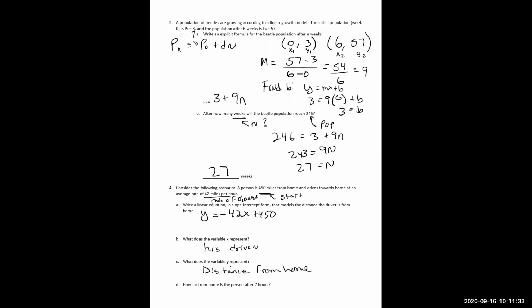So if you're on a trip and you want to figure out how far you are away from home after 7 hours of driving, now you can compute that based on our model here. If your average speed is 42 miles an hour, you have negative 42 times 7 plus 450. We come out with 156. So after 7 hours of driving, you're still 156 miles away from home.